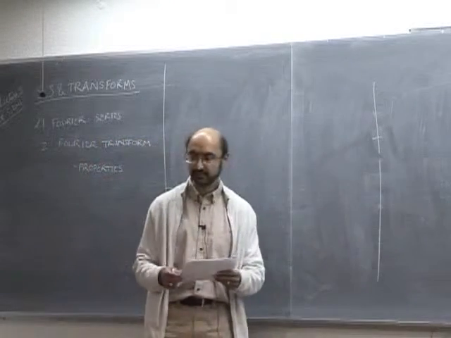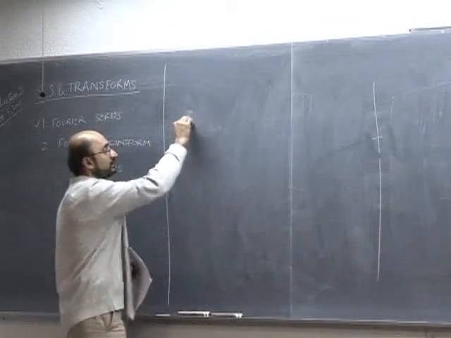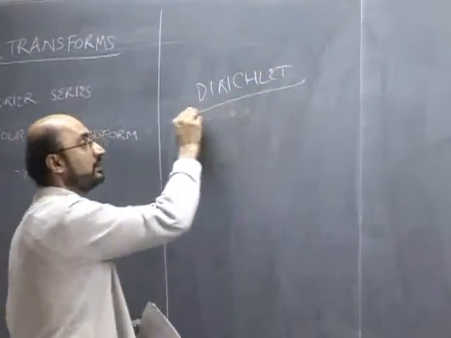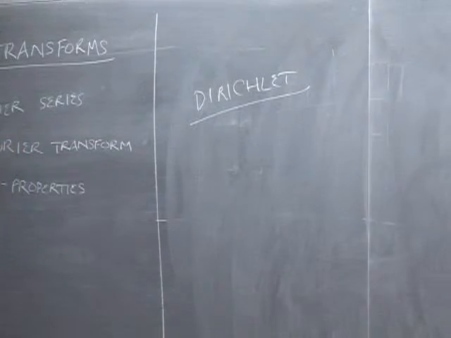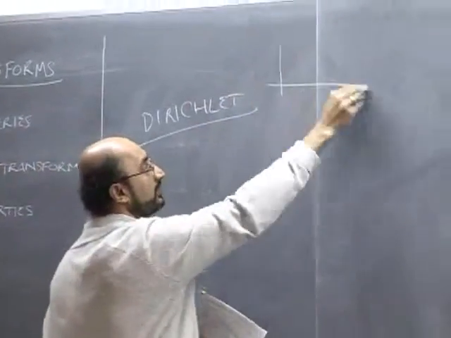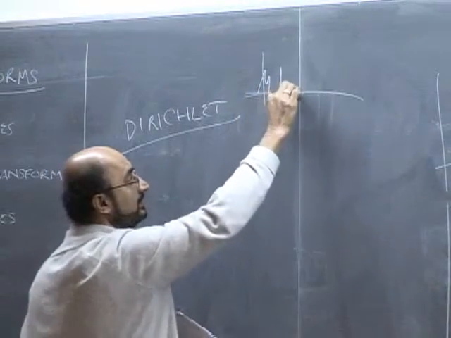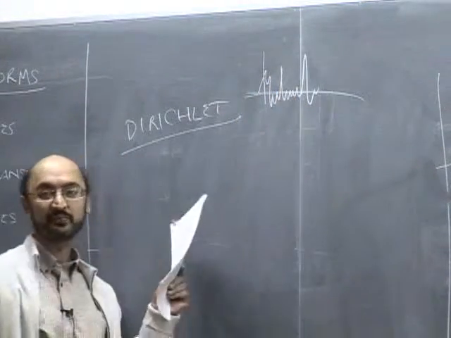And quite a bit later, Dirichlet figured out the conditions under which the Fourier transform exists. Because you see, the Fourier transform is supposedly for any function whatsoever. What about stuff that looks like this? I mean, you can define, that looks pretty messy.